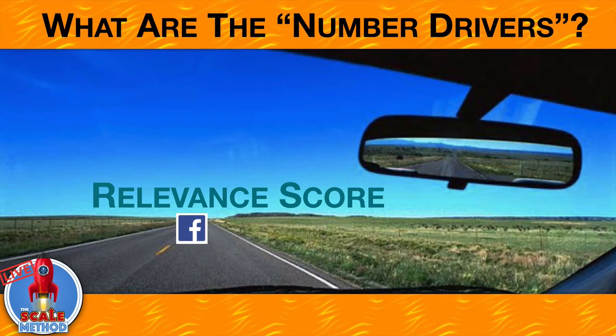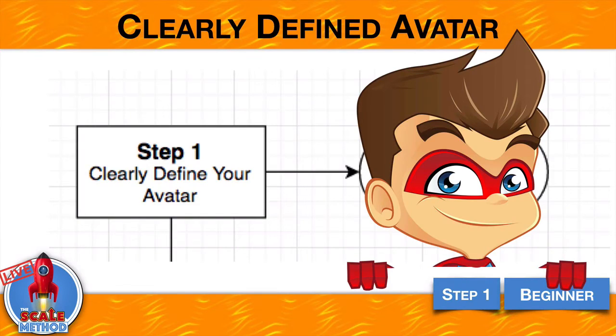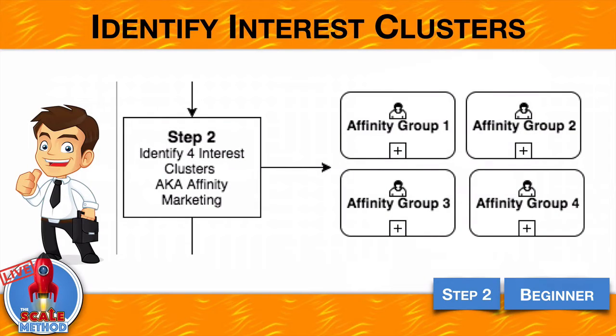Literally imagine that we're driving down the highway of success, whether it be Facebook, Google, LinkedIn, or Twitter. Everything we're going to do, we're going to look through the windshield and ask, is this going to be relevant for the person that I'm targeting? So step 1 we covered with Brian was clearly defining who your avatar is. Step 2 was really all about affinity marketing and marketing different clusters.